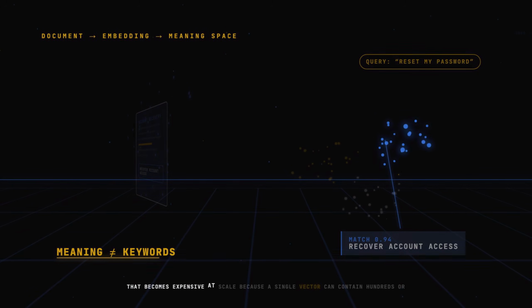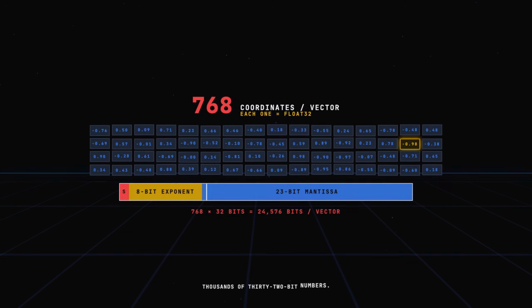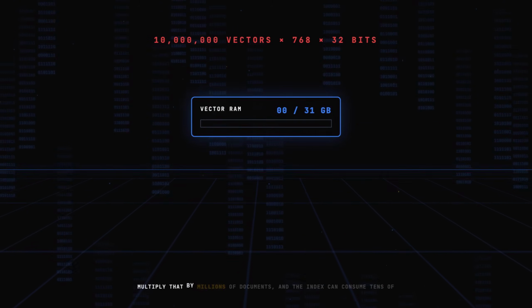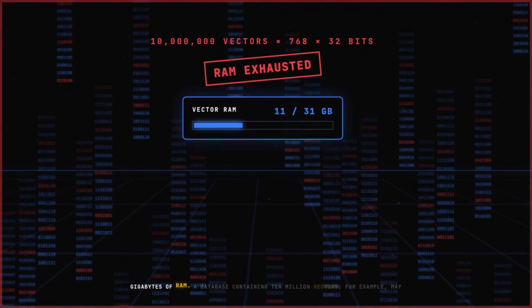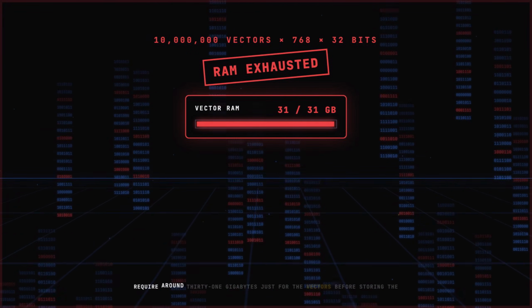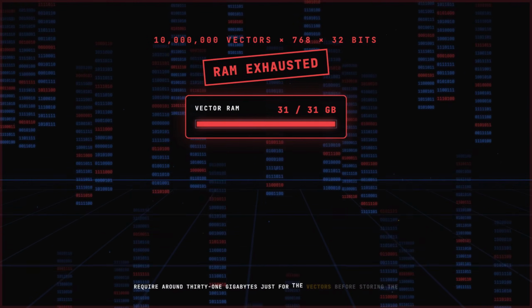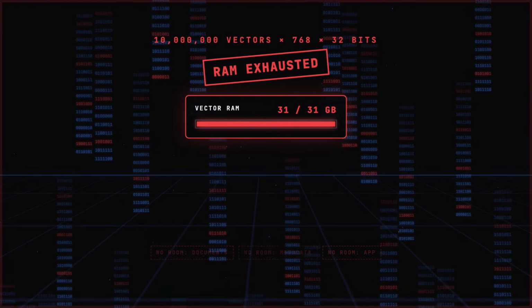That becomes expensive at scale because a single vector can contain hundreds or thousands of 32-bit numbers. Multiply that by millions of documents, and the index can consume tens of gigabytes of RAM. A database containing 10 million vectors, for example, may require around 31 gigabytes just for the vectors before storing the documents, metadata, or application itself.